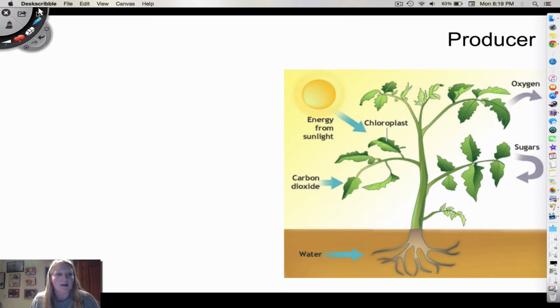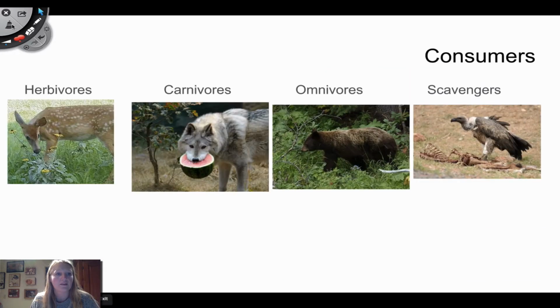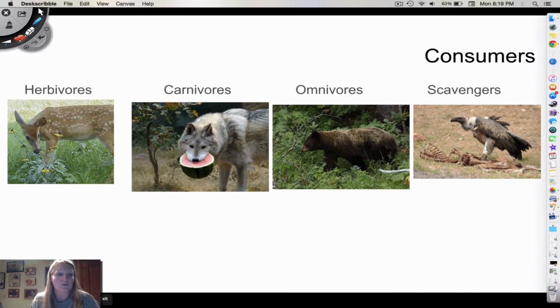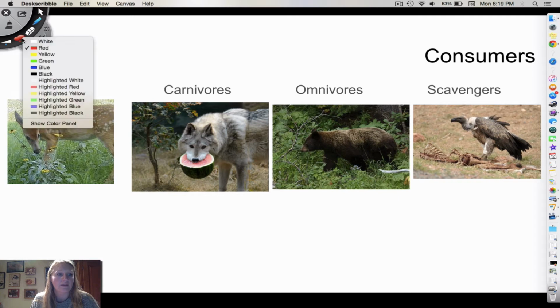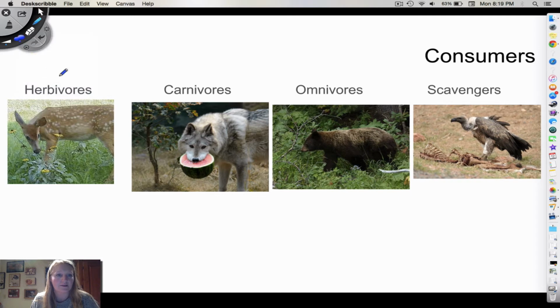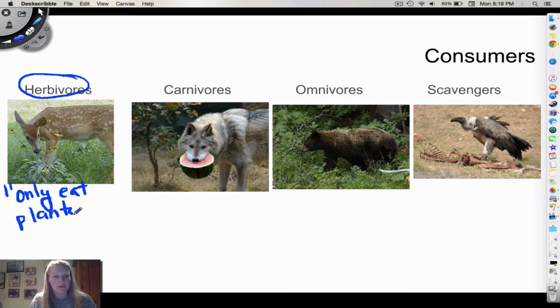So our next topic would be the consumers, okay? So us. There are a number of different types of consumers here, and they go like this. There are herbivores. Herbivores will only eat plants, no exception. Good examples of these are deer. A deer is not going to go and eat a mouse. It will really only stick to plant life.